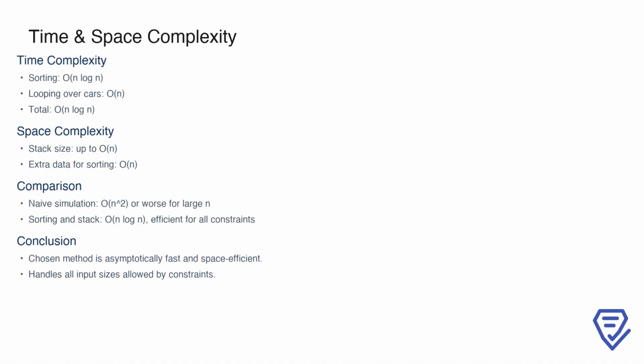Let's analyze the time and space complexity for LeetCode problem number 853. Sorting the cars by position has a cost of O(n log n), and iterating through them is O(n). Thus, the overall time complexity is O(n log n), which is efficient even for the largest allowed input sizes. Space complexity is O(n), due to storage for the sorted car list and the stack for fleet tracking. In comparison, a naive simulation could reach O(n squared), or worse, which is impractical. Our chosen approach optimally balances efficiency and clarity while comfortably meeting all problem requirements.